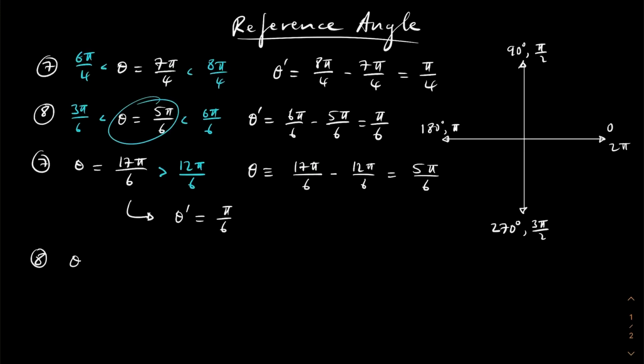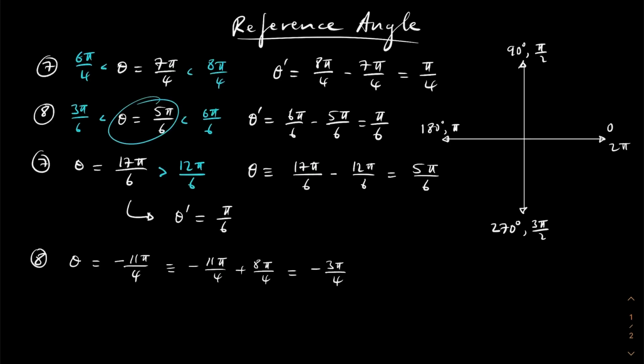Let's say you had theta equals negative 11 pi over 4. So this angle here is clearly out of the range of 0 to 2 pi because it's negative. So to bring it into the range, all we have to do here is add 2 pi to it. And since 2 pi is the same as 8 pi over 4, we're going to have this angle equivalent to minus 11 pi over 4 plus 8 pi over 4. And that should give us negative 3 pi over 4.